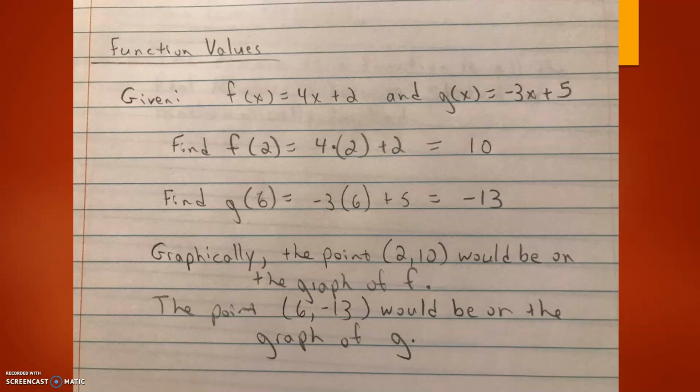So I'm going to plug 6 in everywhere I have x. Negative 3 times 6 plus 5 would give me negative 13. So the input is 6, the output is negative 13, written as g of 6 equals negative 13. You could look at this as x is 6, y is negative 13, and that would be a point on the g graph.